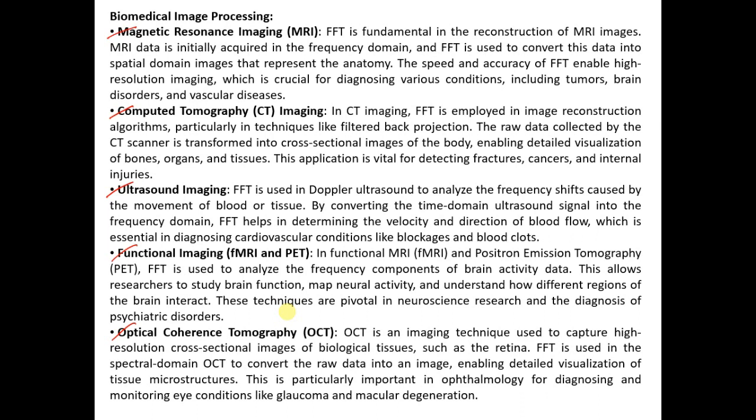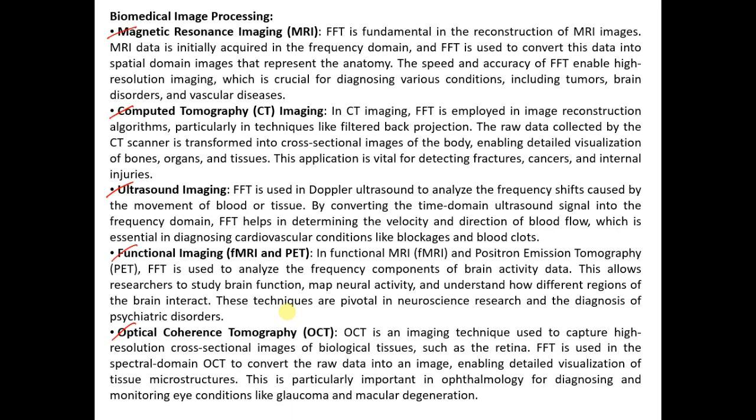Then ultrasound imaging, we go for this abdominal scan for various reasons in both males and females. So over there we use ultrasound for imaging purposes. Then functional imaging, over here we have the functional MRI and PET scan, which helps us in understanding the functionality of certain parts of the body.